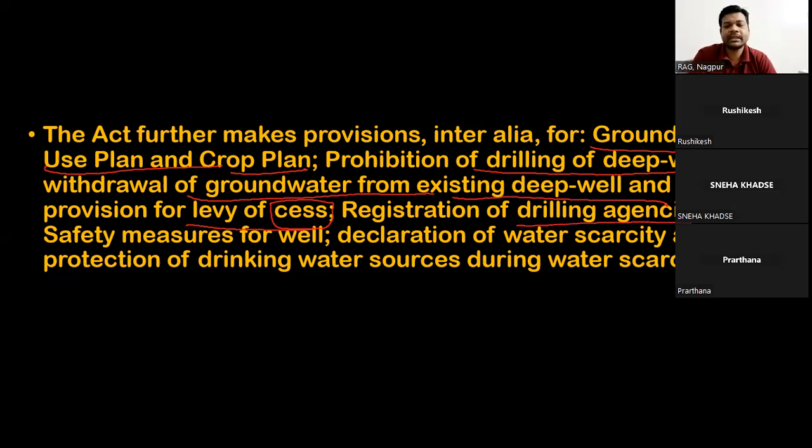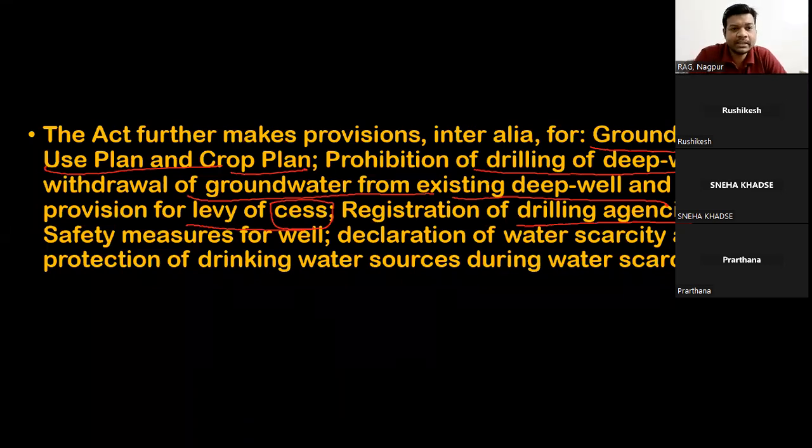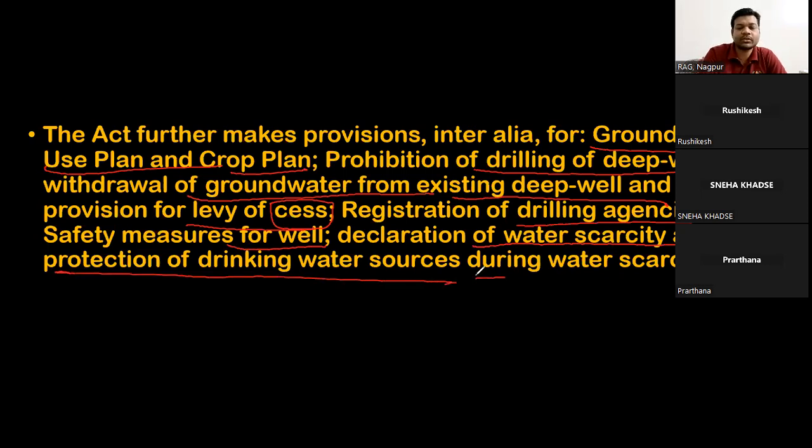Registration of drilling agencies: whomsoever is drilling the wells, these agencies should be registered with the government. Safety measures: wells should be constructed with safety. Declaration of water scarcity areas and protection of drinking water sources during water scarcity. Whichever area has water scarcity, just like the example of Latur. Latur was declared a water scarcity area under this act. And protection of drinking water sources during the water scarcity.